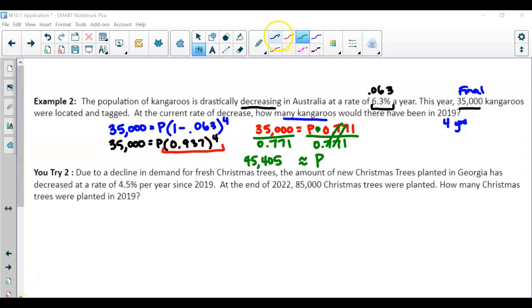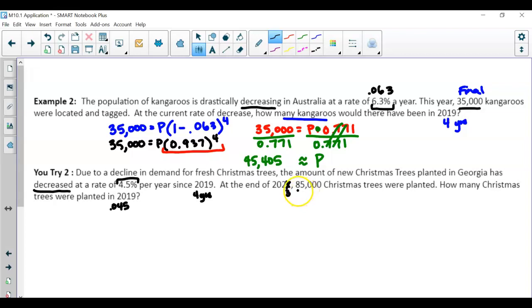And here we go. So again, some keywords that you should have noticed are, again, we're decreasing. So we're subtracting, we have decay, 4.5%. So 0.045 is our rate since 2019. So again, 4 years ago. At the end of 2022, sorry about that. So that probably is, we'll make it 2023 since we're now in 2023. So 4 years ago, 85,000 Christmas trees were planted. How many Christmas trees were planted?